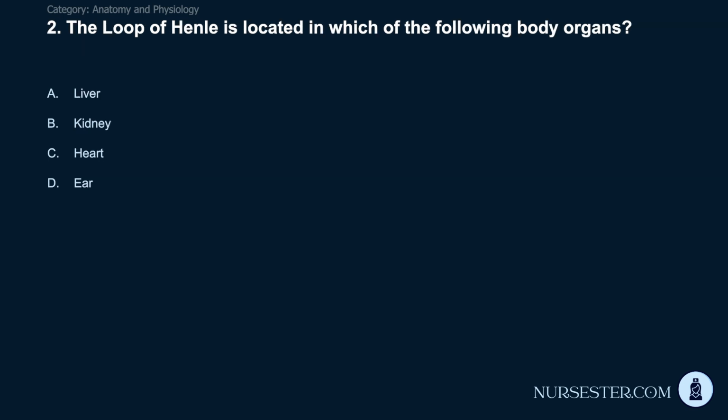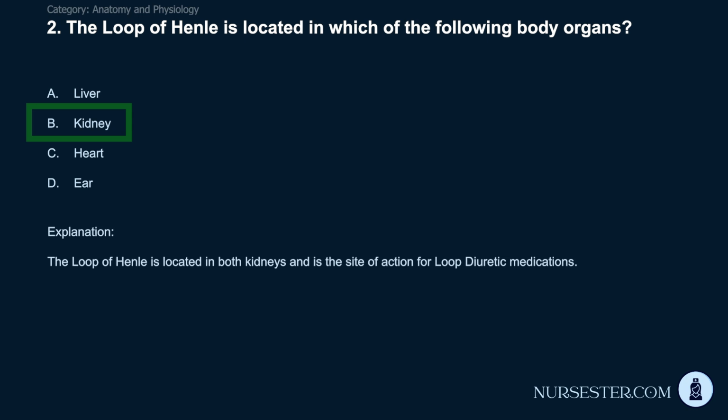2. The loop of Henle is located in which of the following body organs? A. Liver. B. Kidney. C. Heart. D. Ear. Correct answer: B. Kidney. The loop of Henle is located in both kidneys and is the site of action for loop diuretic medications.